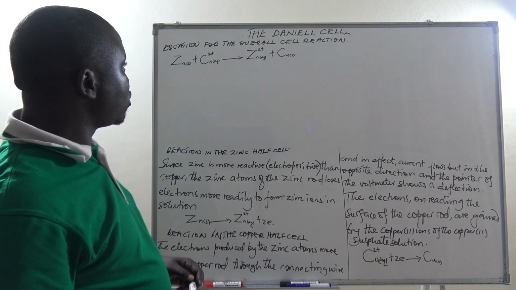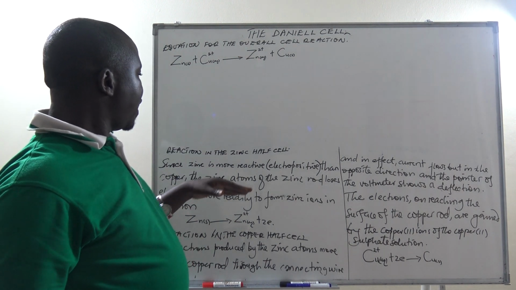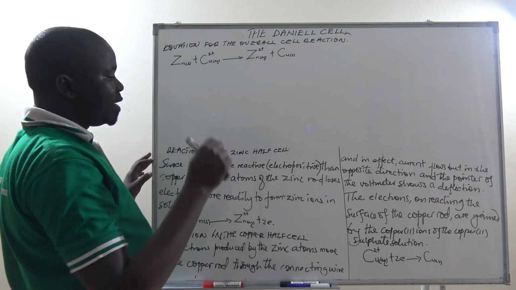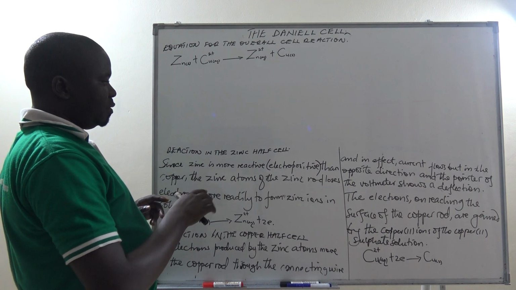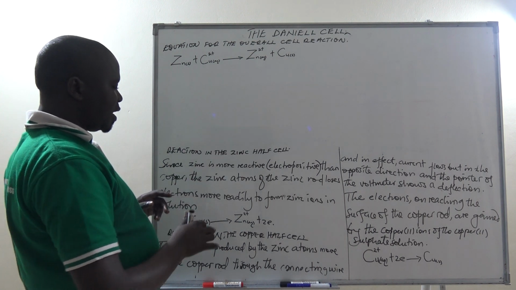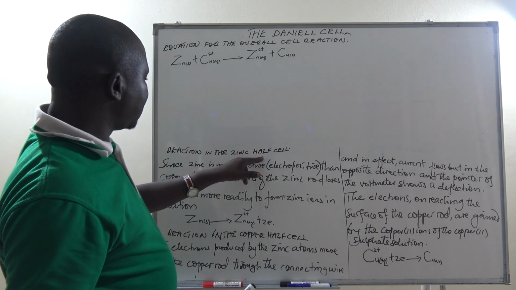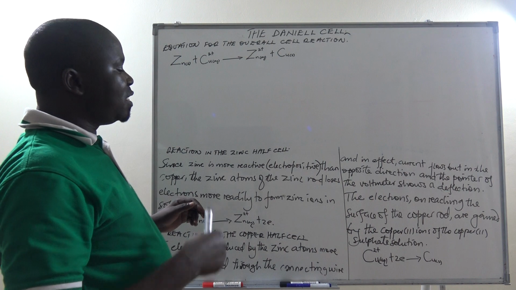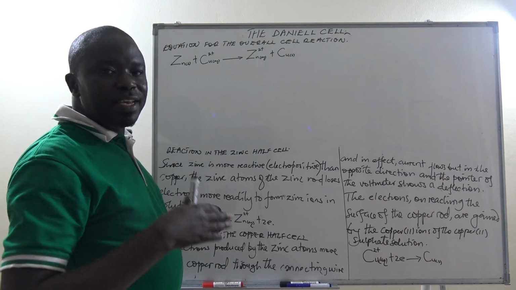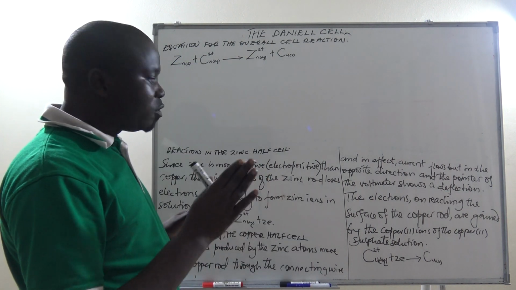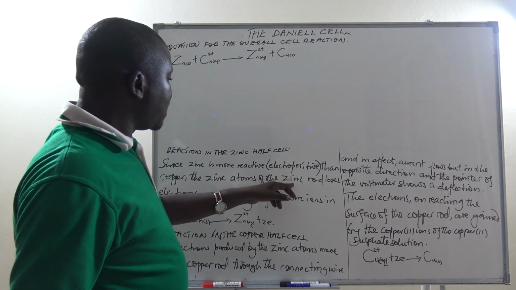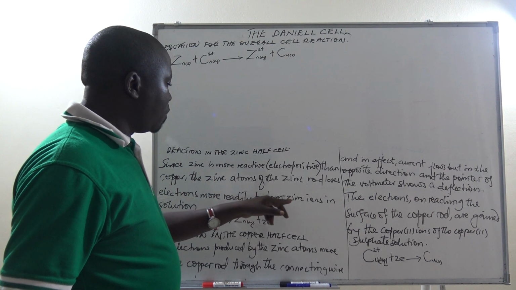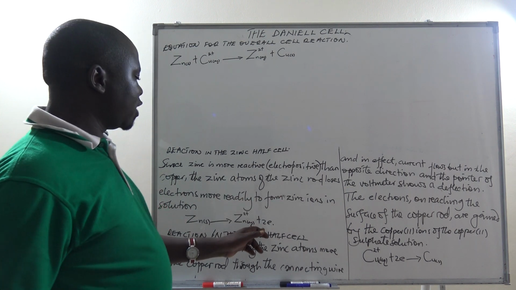Redox education. Let us continue with the Daniell cell. We have already seen what takes place in the Daniell cell during such a reaction. And we say that in the zinc half cell, zinc is more electropositive than copper, meaning that zinc is more reactive and therefore can easily lose electrons the way metals do. So we say that the zinc atoms of the zinc rod lose electrons more readily to form zinc ions in solution, and this is the reaction equation.